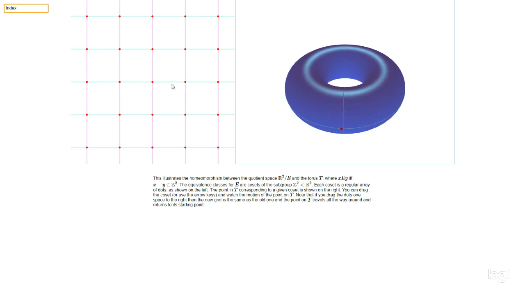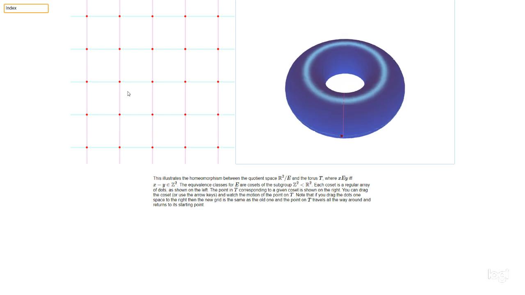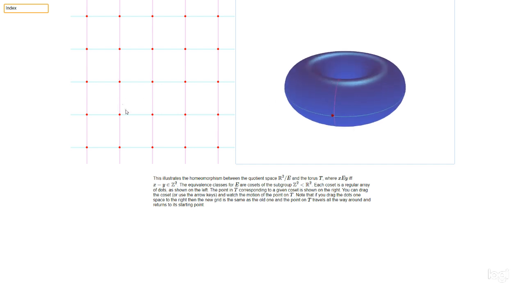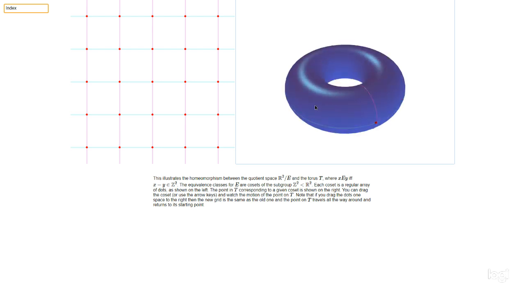So the idea is that any possible rectangular array like this, on the left hand side, the whole rectangular array of dots, corresponds to a single dot on the torus picture here. And this is illustrating a homeomorphism between the quotient space R squared mod Z squared and this torus embedded in R3.